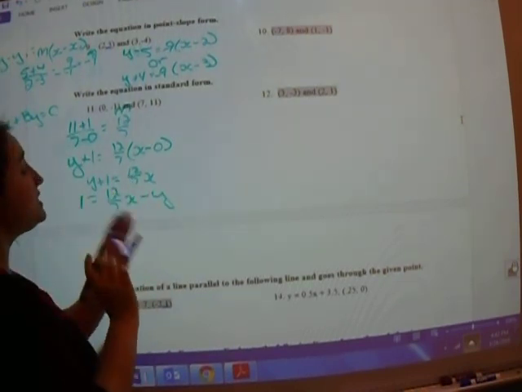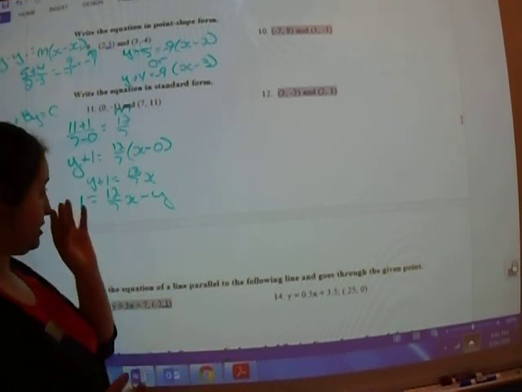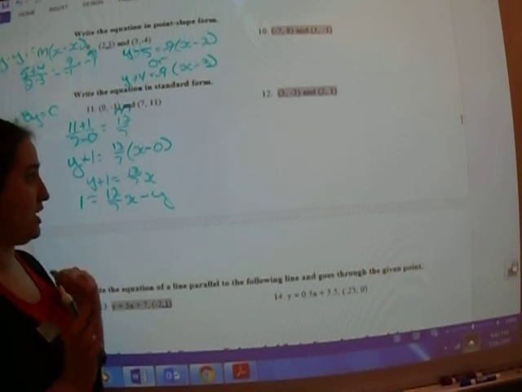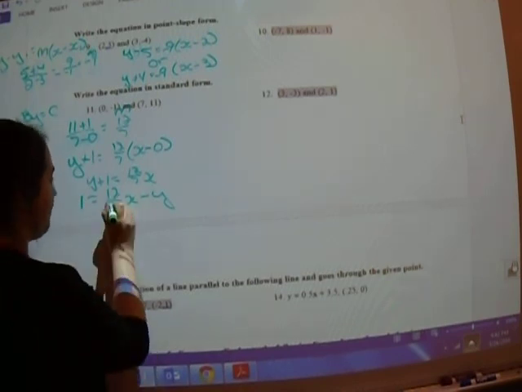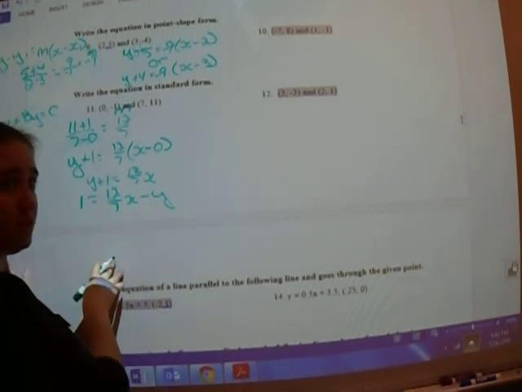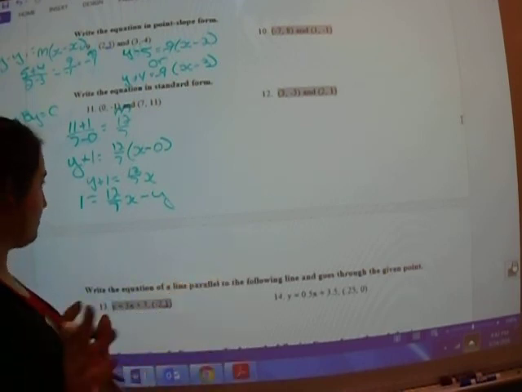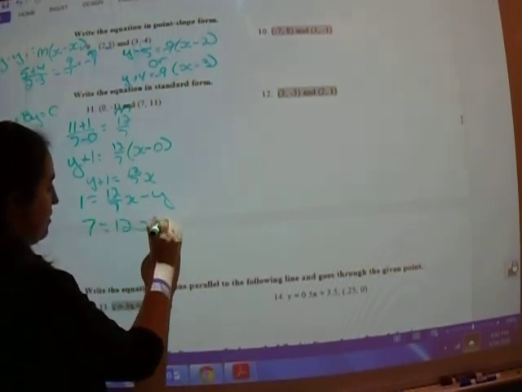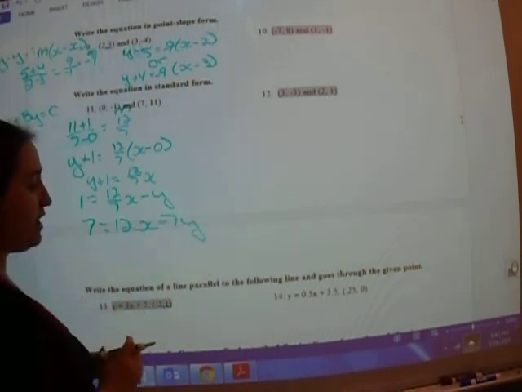Now, a, b, and c cannot be fractions at all. So even though a is the only one that can't be negative, the rest can't be fractions either. So you can multiply everything by this denominator 7 to get it all over 1, right? So we get 7 equals 12x minus 7y. Alright, and that's your answer.